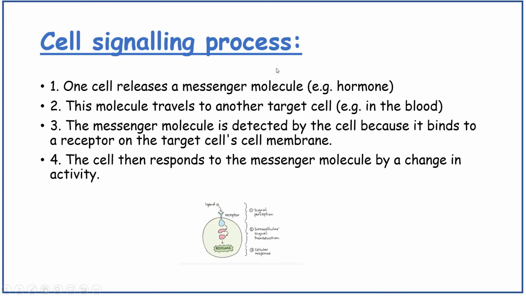The cell signalling process: one cell releases a messenger molecule like a hormone. This molecule travels to another target cell, for example, it travels in the blood. The messenger molecule is detected by the cell because it binds to a receptor on the target cell's cell membrane. The cell then responds to the messenger molecule by a change in activity.